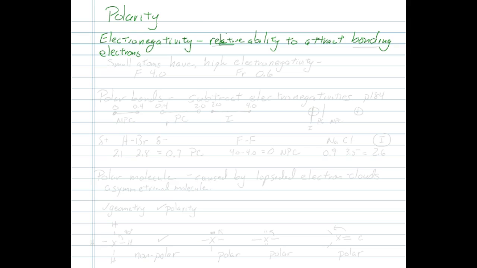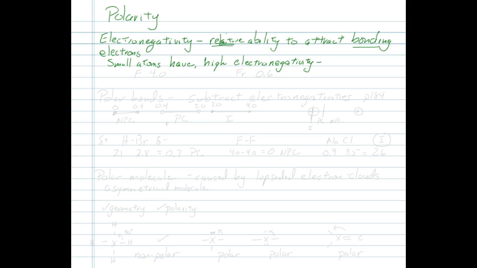In general, small atoms have a high electronegativity. The noble gases don't count because they don't have any bonding electrons. Therefore, fluorine is the highest. Now, before it says the relative ability, relative is compared from one to another.